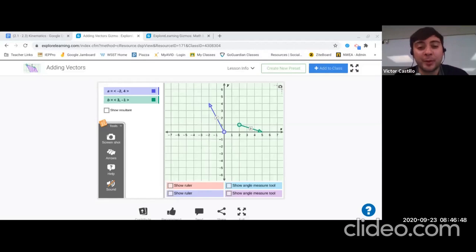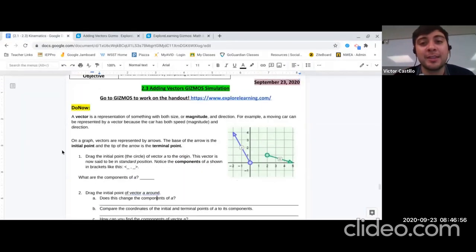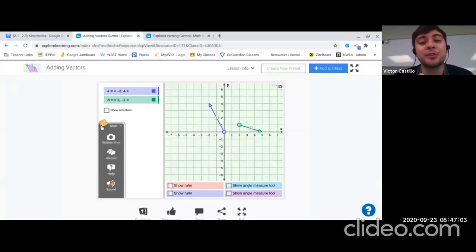So welcome everyone. If you're watching this, there's two things you should have open. That is your 2.1 2.3 handout, and you should be on September 23rd, which is page 10. And you should also have your Gizmos simulation open. Remember, in order to access it, you will go to Clever, or you can also just search for explorelearning.com and then sign in. Now let's go over our do now.